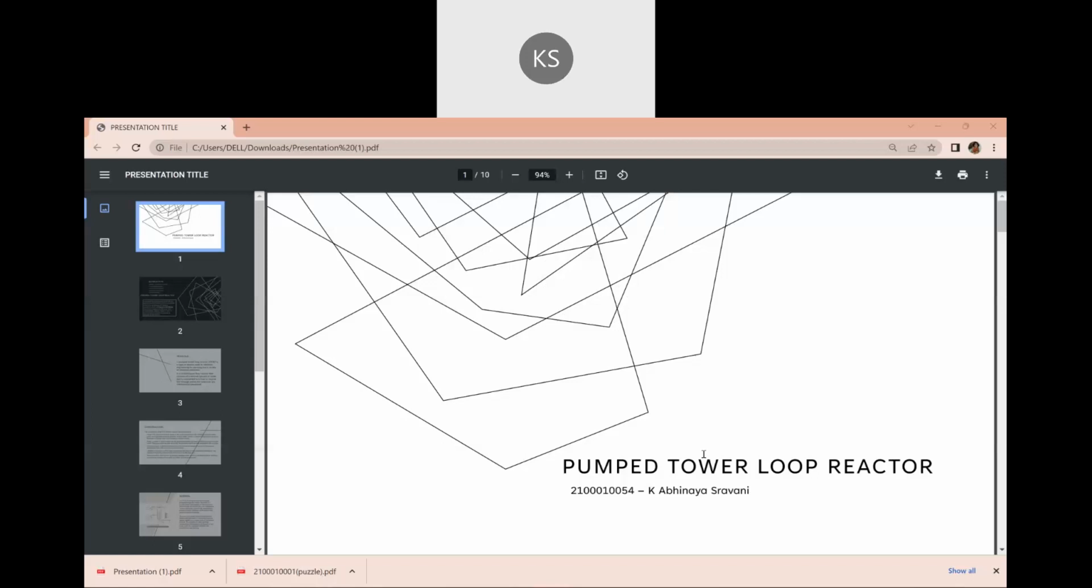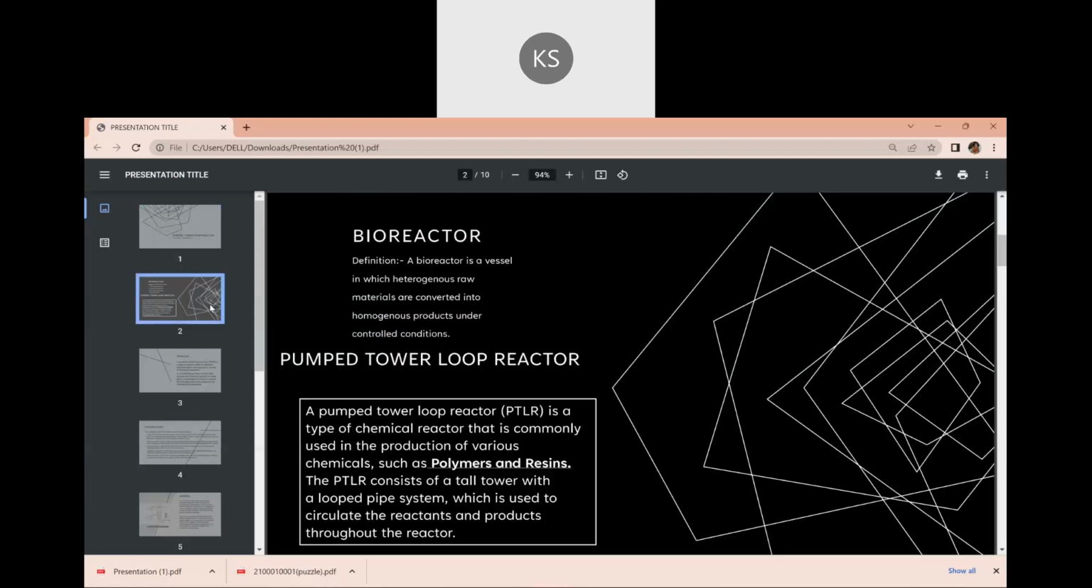The topic I got is pump tower loop reactor. So, basically, what is a bioreactor? A bioreactor is a vessel in which heterogeneous raw materials are converted into homogeneous products under controlled conditions.